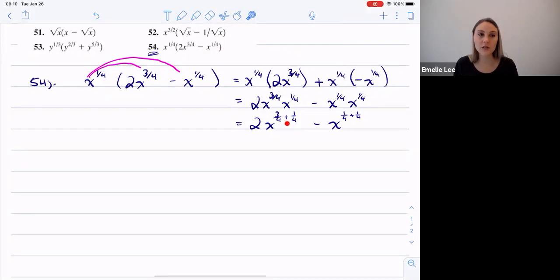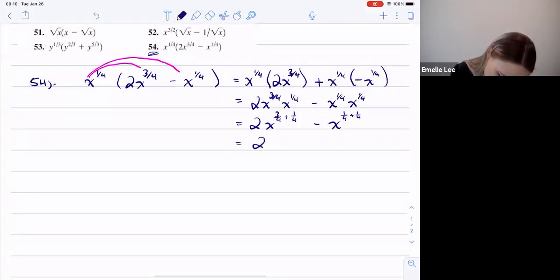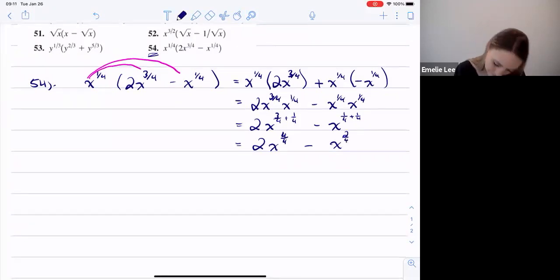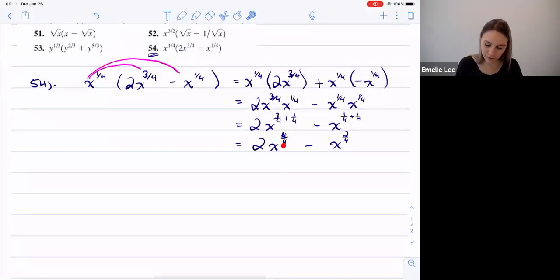When you're adding fractions, you have to make sure you have a common denominator, which we do, 4 here. So then I can just add across. What I get is 2x to the 3 plus 1, but I'm going to show that it's 4 over 4, just so there's no mystery here. Minus x to the, same thing, a common denominator of 4, so 1 plus 1, which is 2 over 4. Of course, 4 over 4 becomes 1, x to the power of 1, which I'm just going to write as x.